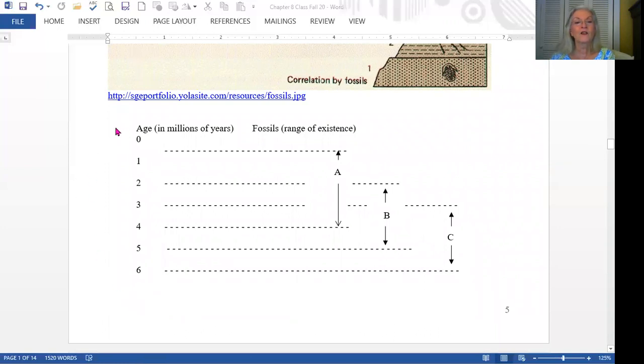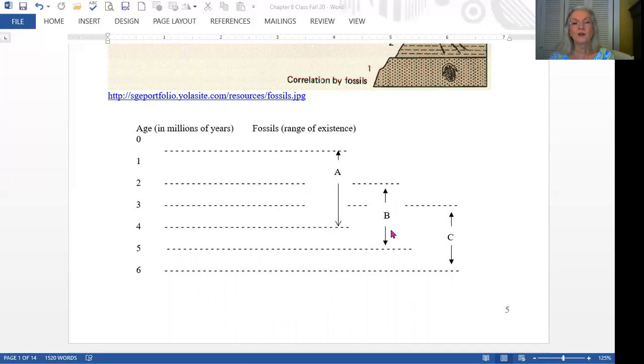So let's see if we can look at 3 different fossils in a given rock and figure out the age of the rock. I have fossil A, fossil B, fossil C. Fossil A, this little dash line hits the mid-mark between 0 and 1. So fossil A lived between 1/2 and 4 million years ago. That's the time frame. Fossil B was between 2 and 5 million years ago. And fossil C was between 3 and 6 million years ago.